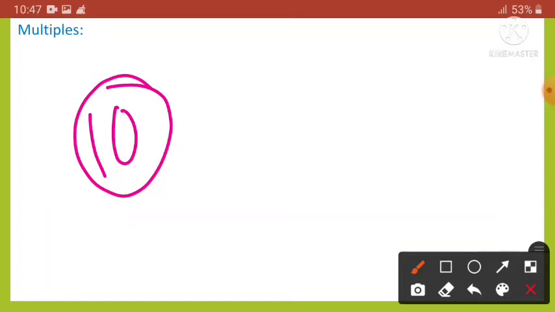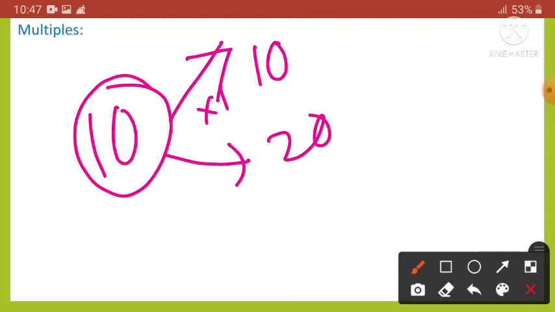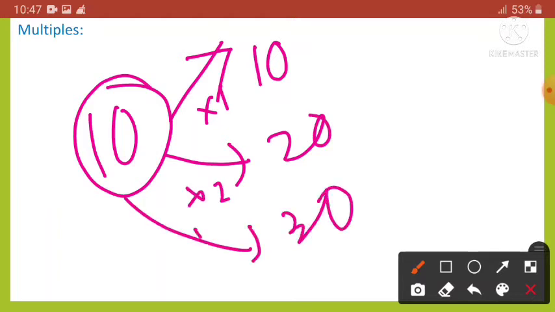So what are multiples? A number which can be expressed as a product of two or more numbers is called a multiple of these numbers. Suppose I am taking the number 10. So what are the multiples of the number 10? That will be 10 by multiplying 1 with 10, 20 by multiplying 2 with 10, 30 by multiplying 3 with 10.